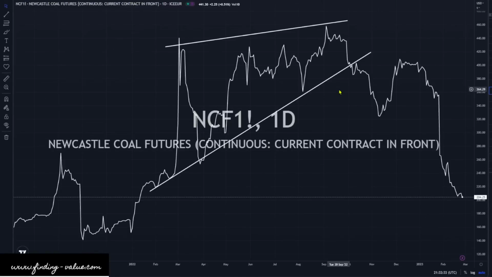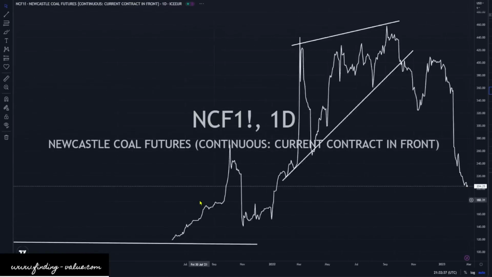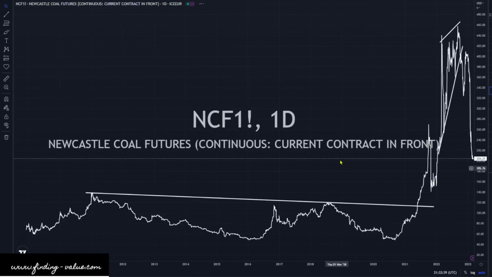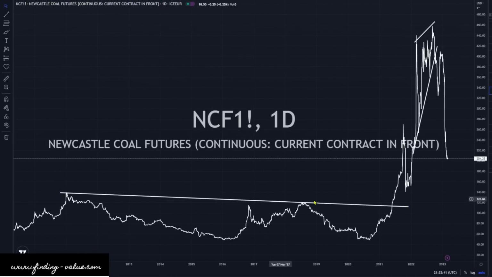We've got Newcastle coal futures slightly lower today, but I do think eventually we will turn at some point. This is the big basing pattern. We broke out of that and went ballistic. Then we're coming back down to reality, and somewhere in this general vicinity, we'll find a spot to kind of relax and consolidate.